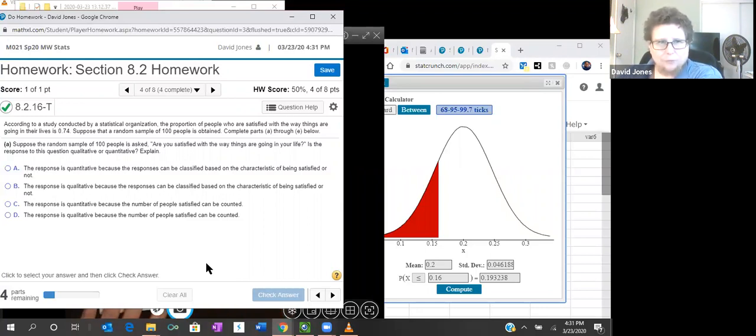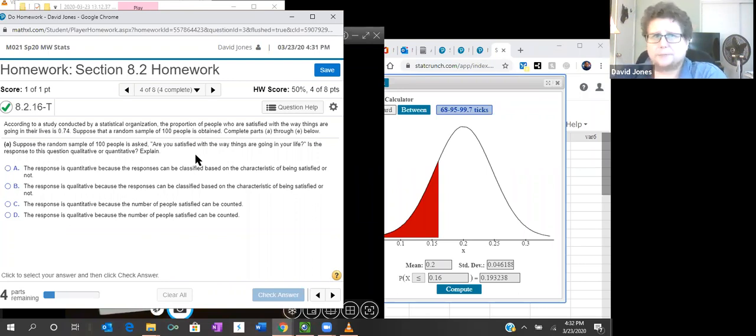What does that mean? What is that 0.74? 0.74 is they're telling us what the proportion of the population is. This is our main P. P is 0.74. And then they say, suppose that a random sample of 100 people is obtained. We're going to use n equals 100. Now, I jotted those down. Let's just read through these things and see if I can figure out what they're trying to say.